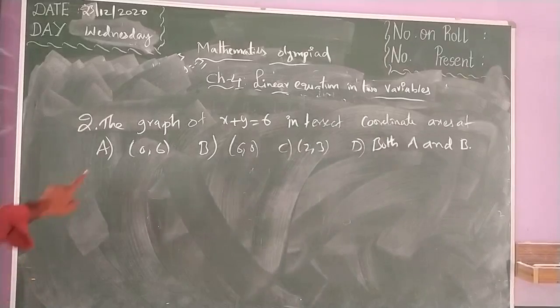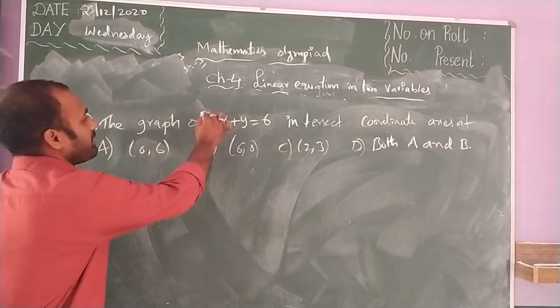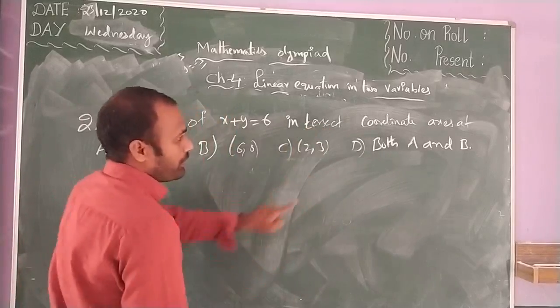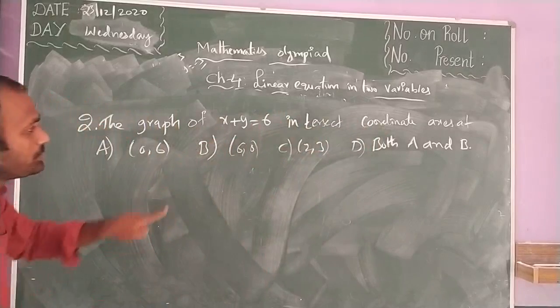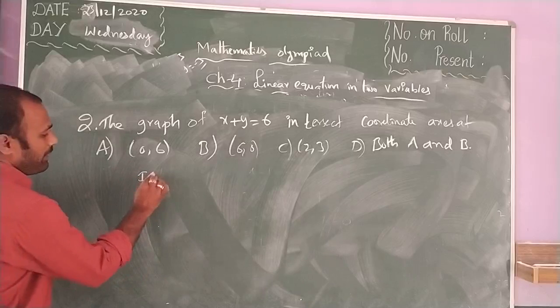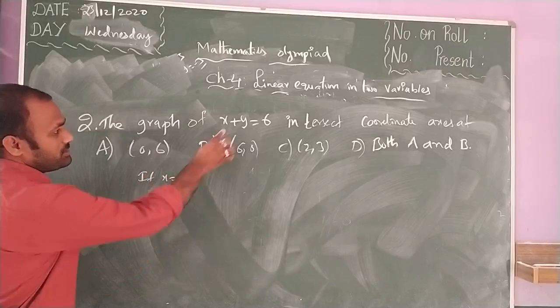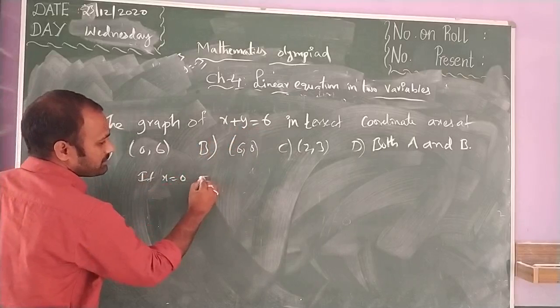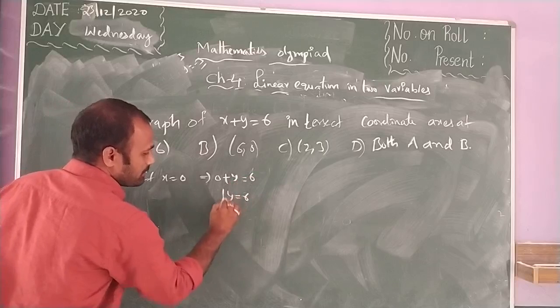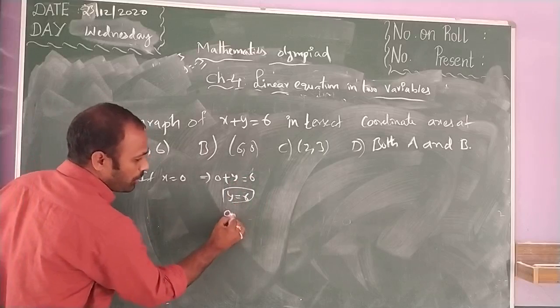In the second question, the graph of x plus y intersects the coordinate axis. Previously we have discussed that whenever a line is intersecting the coordinate axis, we need to replace x as 0 and y as 0. We are going to get 2 points. So if x is 0, then 0 plus y is equal to 6. So y value will be 6. So the point is 0, 6.